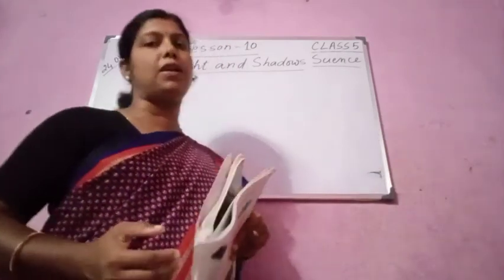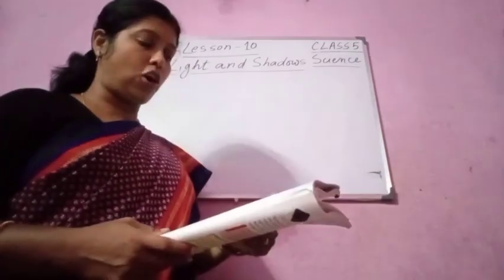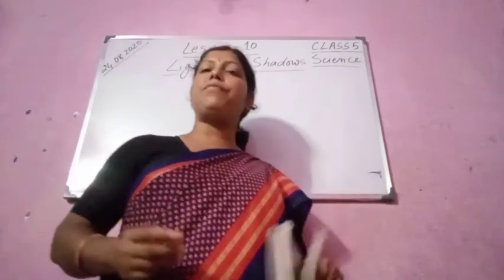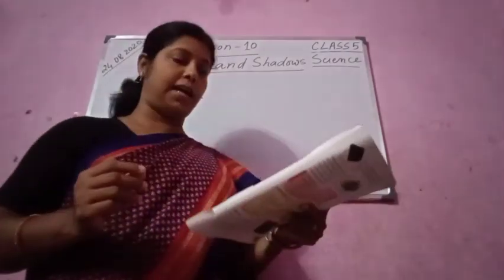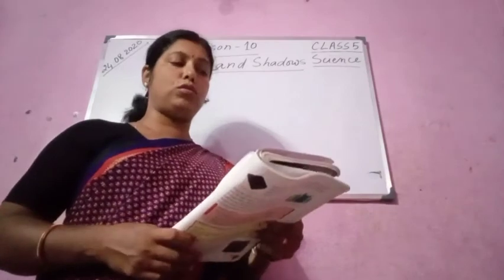So in the next class we are going to study about the objects that can be classified as transparent, translucent and opaque.